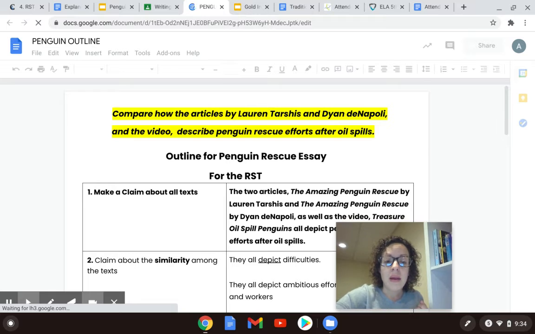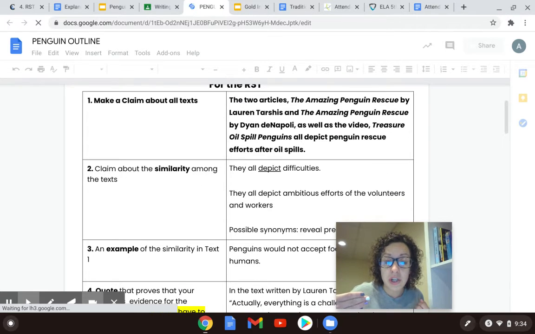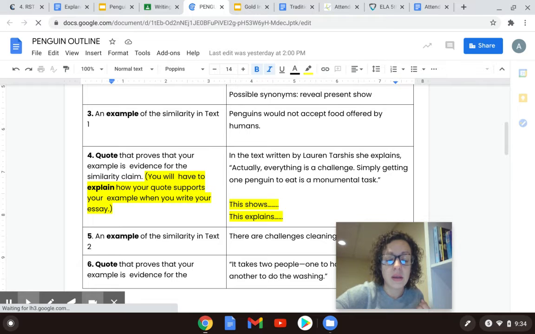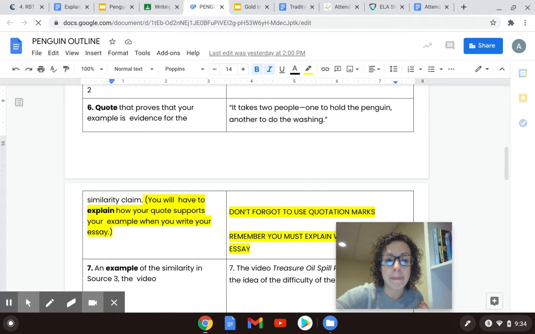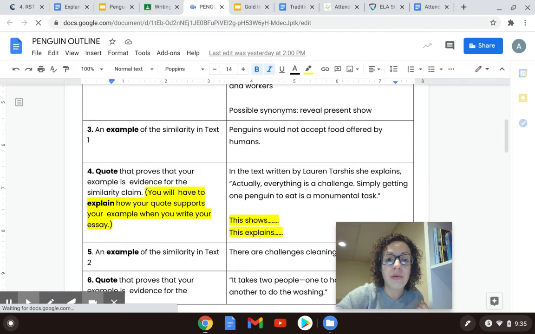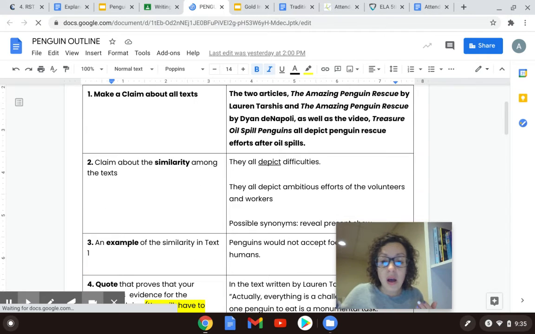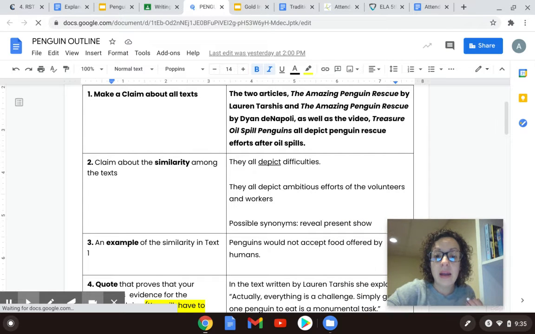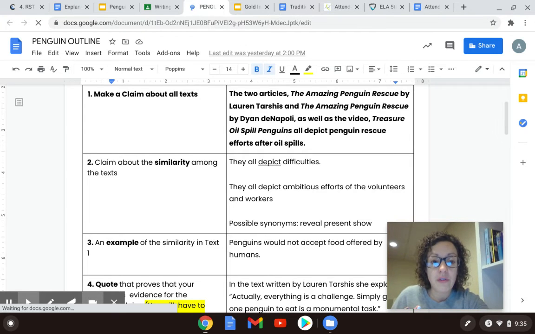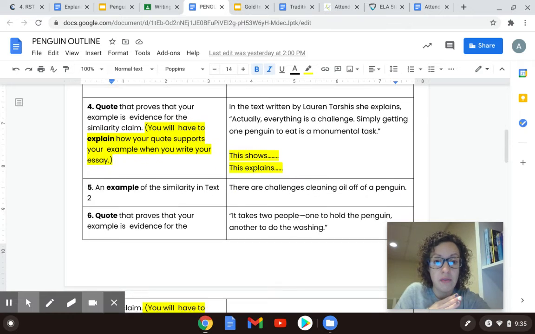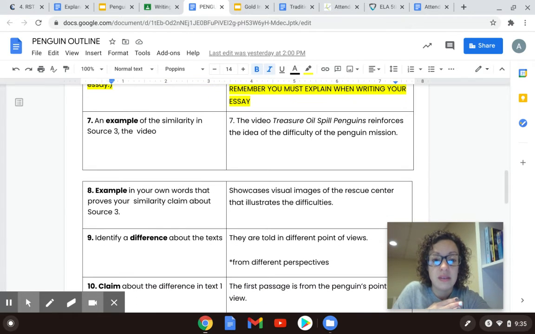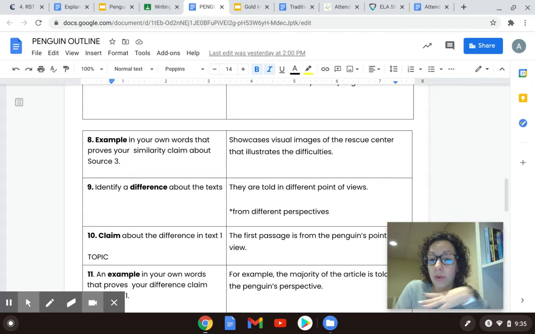Here we go. We're going to be talking about the preview, and what should be included in your introduction is how... it's loading slow. And we're looking at our claims. So the first claim that we created is what was similar among all of the texts. And it was that it shows the efforts that the volunteers and workers made. And scrolling down further, I'm looking on the left-hand side of our outline for some things that were similar or different. Oh, here's the difference. They were told in different points of view, right?